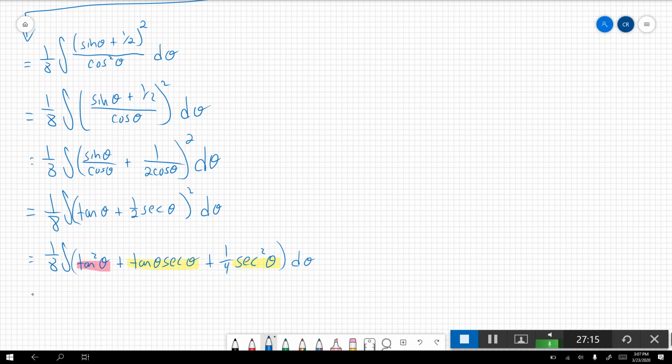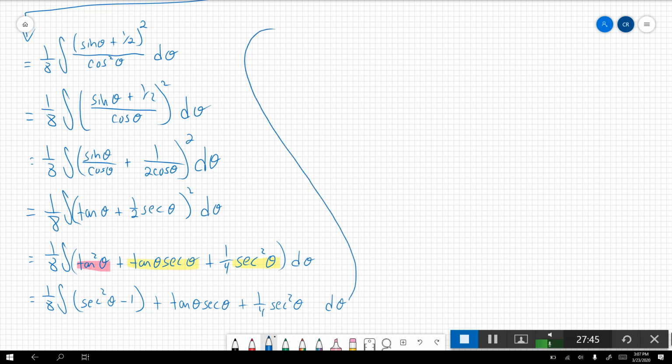Well, there's this really nice thing that we could do. We can make a substitution by using one of our Pythagorean identities. If we use the Pythagorean identity that 1 plus tangent squared theta is equal to secant squared theta, then we actually avoid that whole process and we get everything in terms of secant squared theta. Now let's keep working up here.